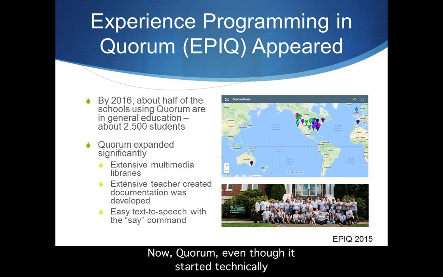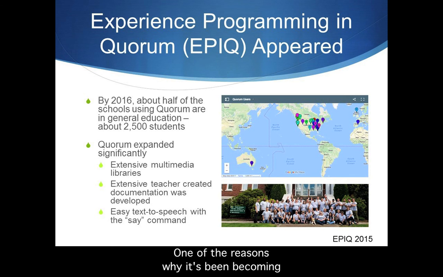Now, Quorum, even though it started technically as a born accessible project just for the blind, many of the tools that we've made have actually been picked up by the general education population as well, so much so that when Quorum first began, I think the first class taught with it had perhaps 4 or 5 students, and there were 2 teachers. By 2016, there's about 40 schools, to my knowledge, that use Quorum in the classroom. That ends up being in the ballpark of around 2,500 students, and that's about half from general education classrooms, and half represented from the residential schools for the blind community.